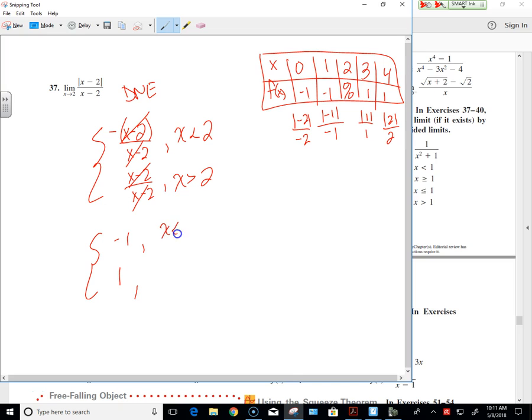So whether you think the piecewise definition or whether you think a table, either way you should be able to say these two one-sided limits do not agree. So the limit does not exist. Okay, so DNE. Does that make sense?